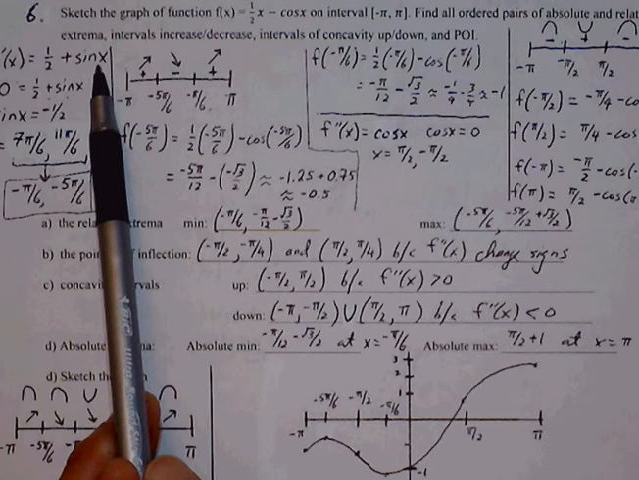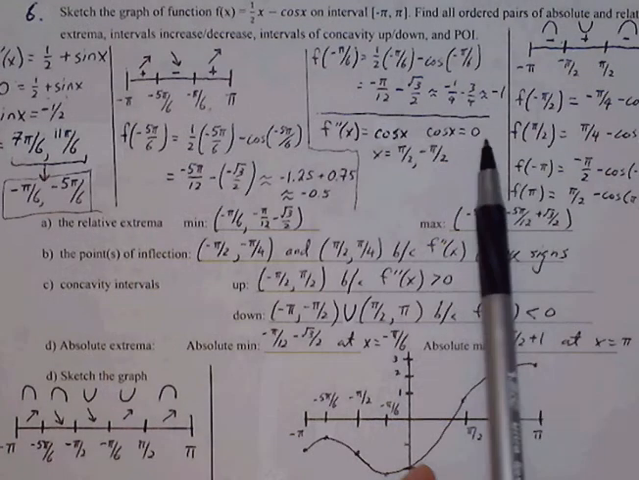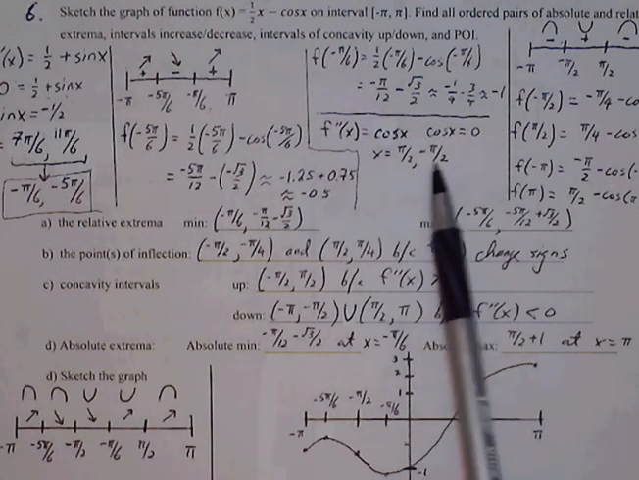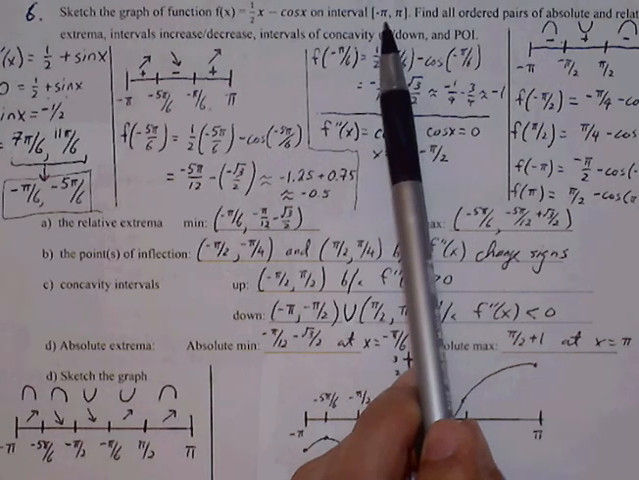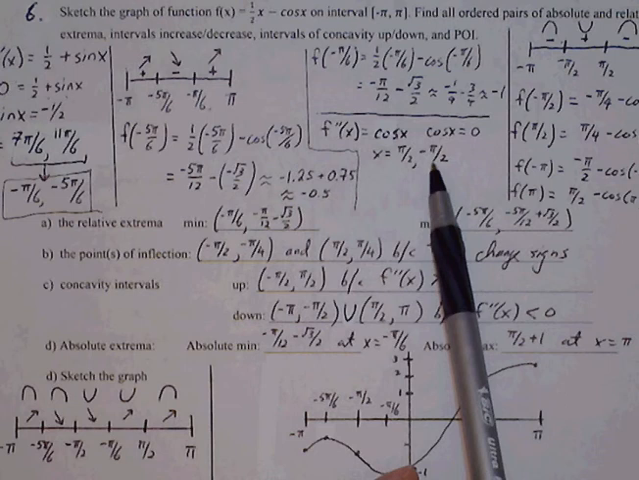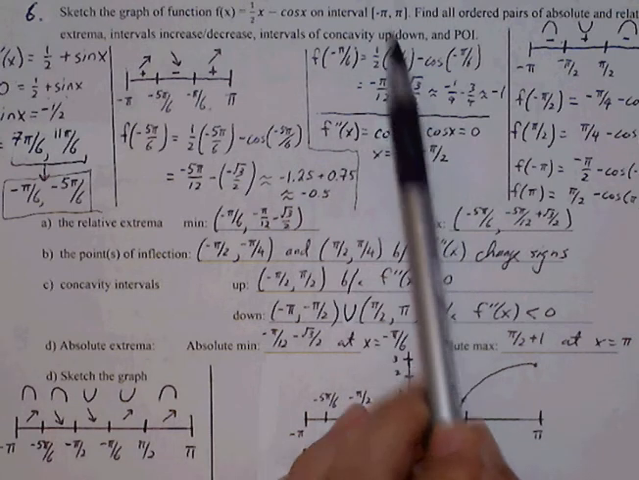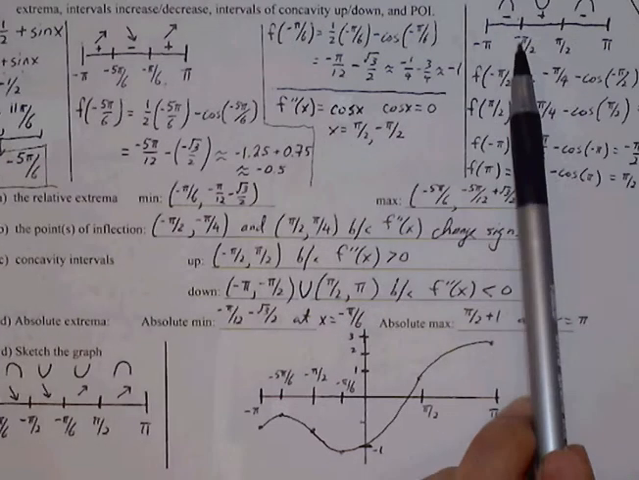Moving on to the second derivative, 1/2 goes to 0, sine goes to cosine. So we set cosine equals 0, cosine is 0 at pi over 2 and negative pi over 2. Again, we have to make sure our radian measurements fall between our interval. Put this on the sine line.